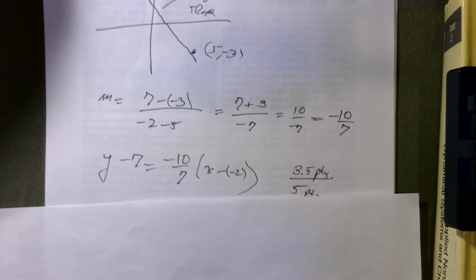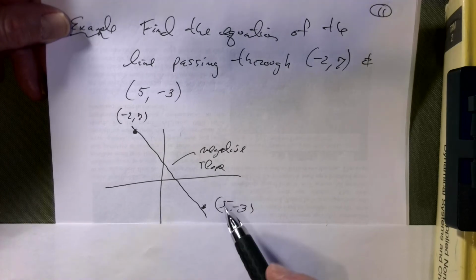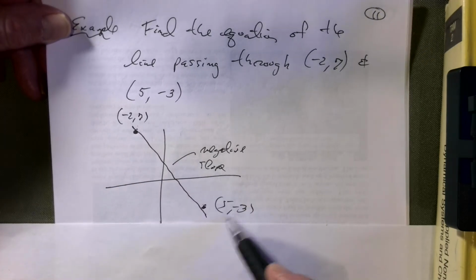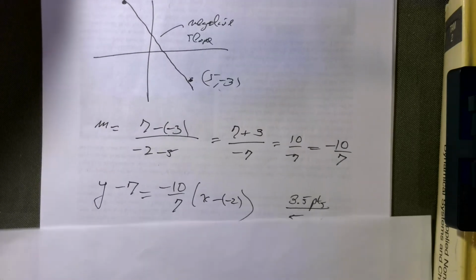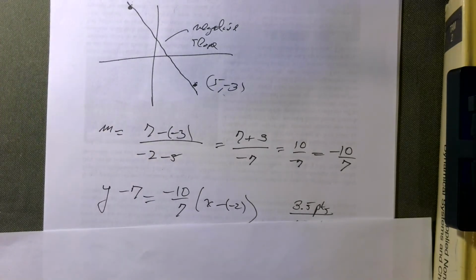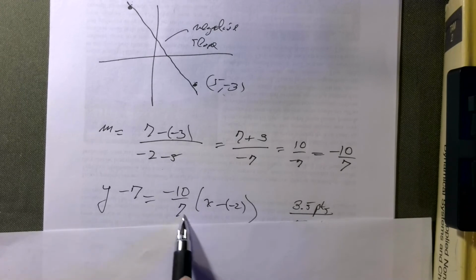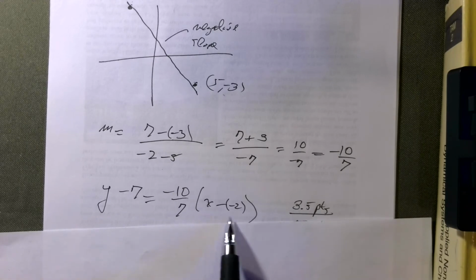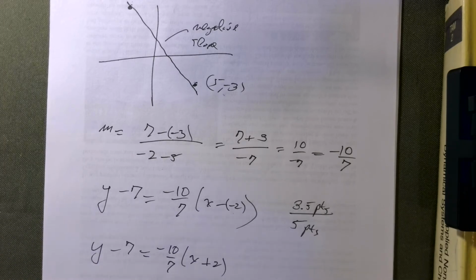So now what we do is I use the point slope form, and I could choose either point. I could choose this point or I could choose this, but it does not matter. So I just chose the -2 and the 7. So I chose that guy up there. And I just put this information in. So I go y minus 7. My slope is -10 sevenths. X, be careful, minus a -2. Okay. And so the x minus becomes a +2.